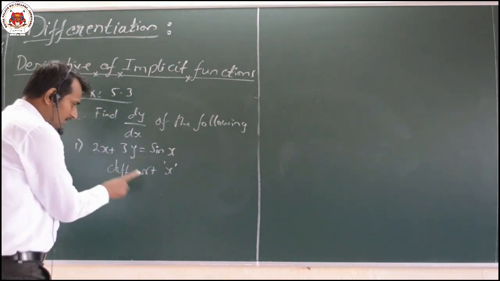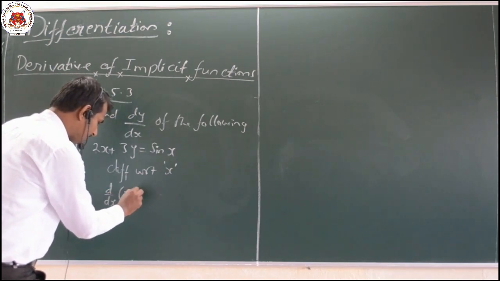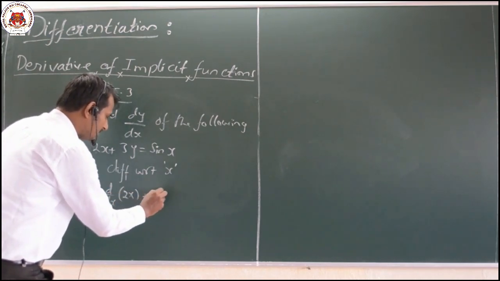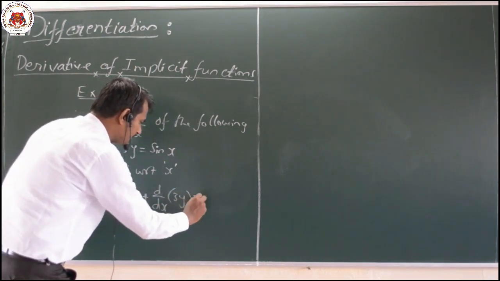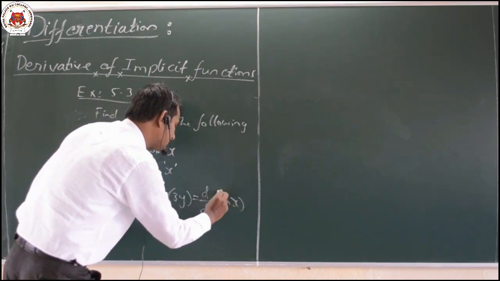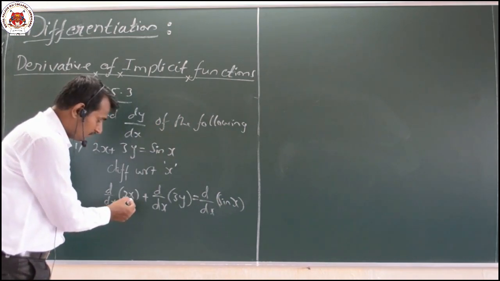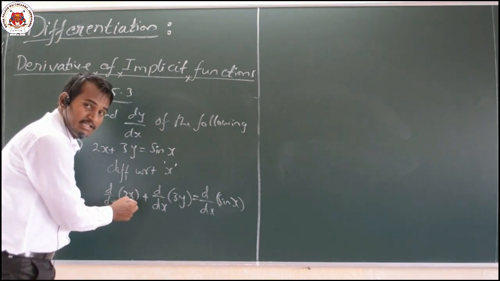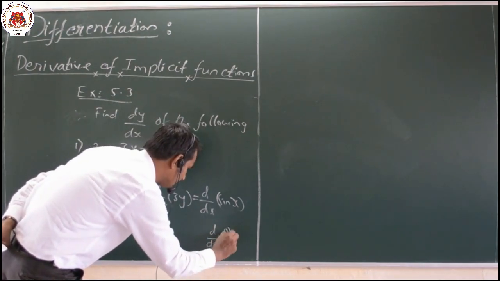With respect to x, I will write d by dx of 2x plus d by dx of 3y equal to d by dx of sin x. Since the differentiation is with respect to x, what is the formula to differentiate x raised to n? D by dx of x raised to n. What is the formula?